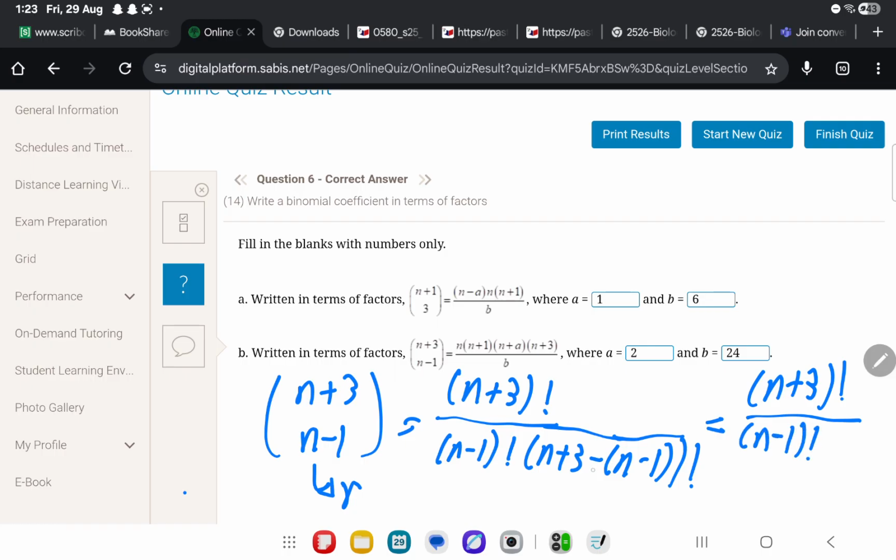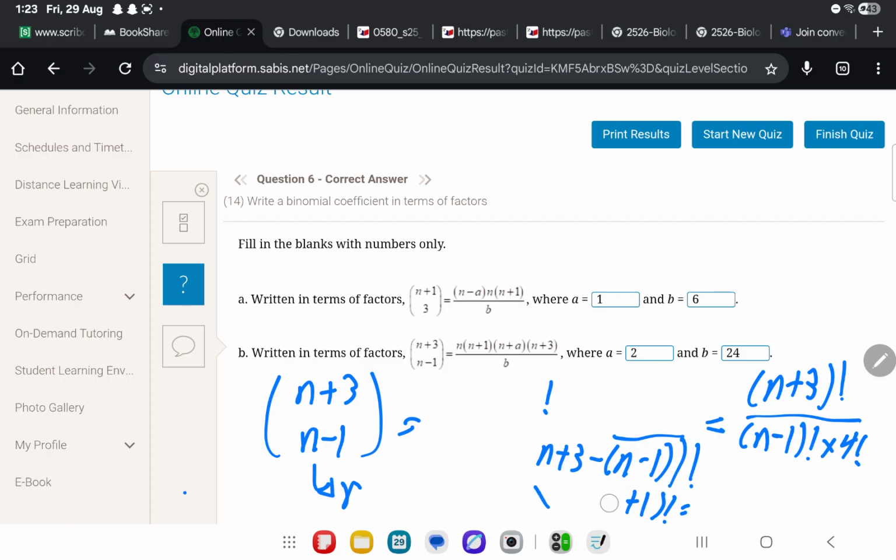Now, distribute the negative sign, right? You're going to have n plus 3 minus n plus 1 all under a factorial symbol. Let's simplify this. So, n minus n will cancel. 3 plus 1, 4. So, multiply this by 4 factorial. Don't forget the factorial. Now, I'm going to remove this so I can have more space to work.